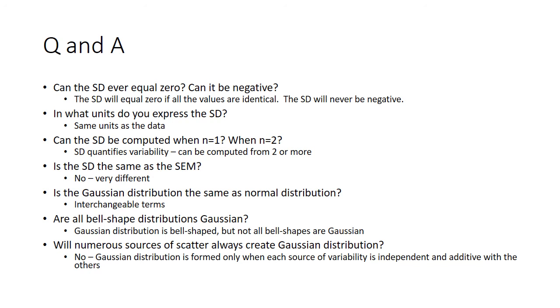And then will numerous sources of scatter always create Gaussian distributions? I know this is not the case. Basically, you're going to find that this is only formed when each source of the variability is independent and additive with one another. So if you have something like matched values, or siblings being measured, things like that, you're not always going to necessarily find Gaussian distributions there. So not always the case.